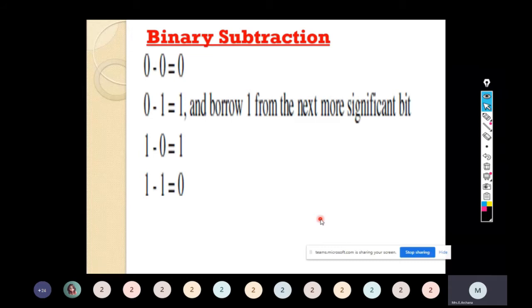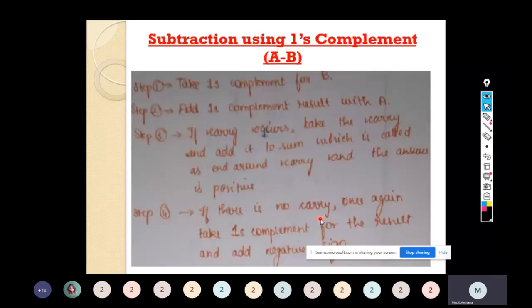We know the rules for addition. 0 plus 0 is 0. 0 plus 1 is 1. 1 plus 0 is 1. 1 plus 1 equals sum 1 and carry 1. Like this, for binary subtraction, 0 minus 0 is 0. 0 minus 1 is 1, borrow 1. 1 minus 0 is 1. 1 minus 1 is 0.